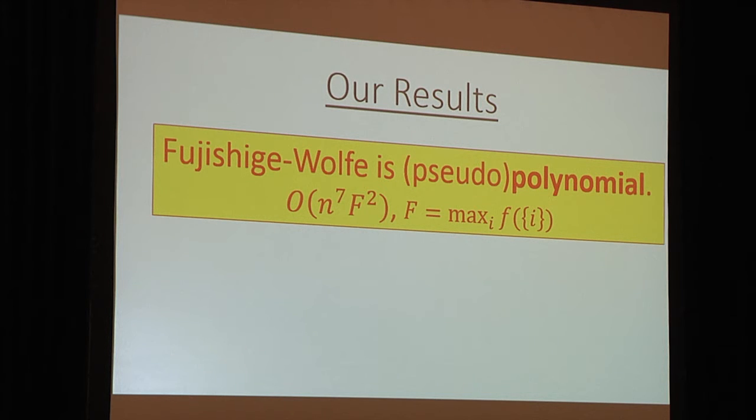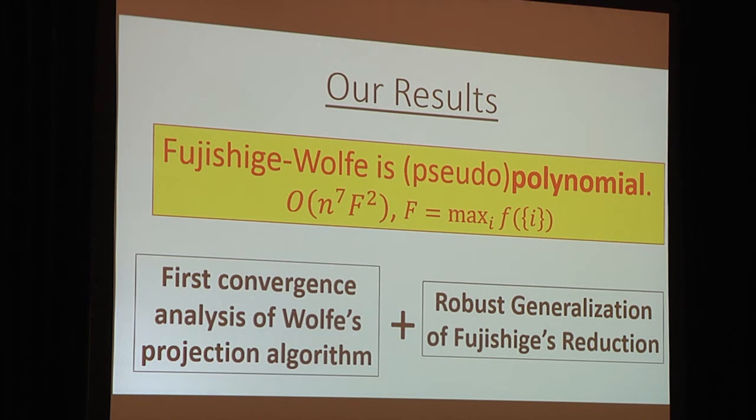In fact, we prove a more general result. We give a convergence analysis for Wolfe's algorithm for a general polytope. And then we use a robust version of Fujishige's theorem, and we combine them together to get this result in this yellow box. So in the next few minutes, I'm going to talk about these 2 things.